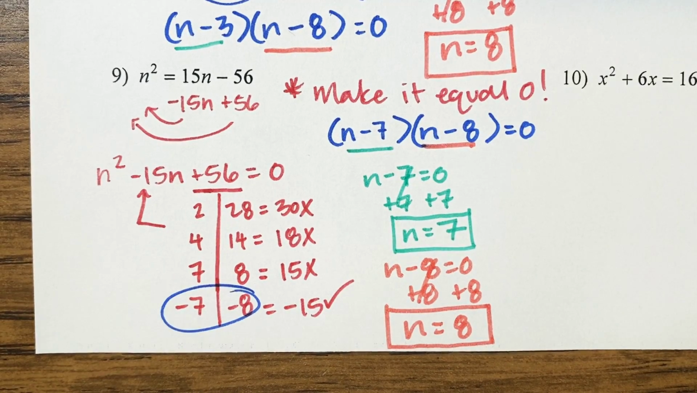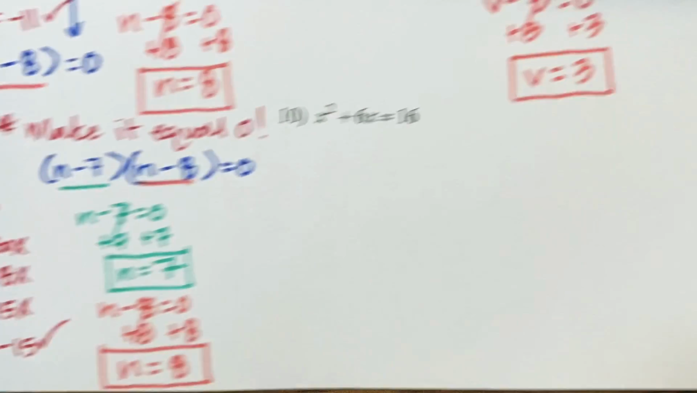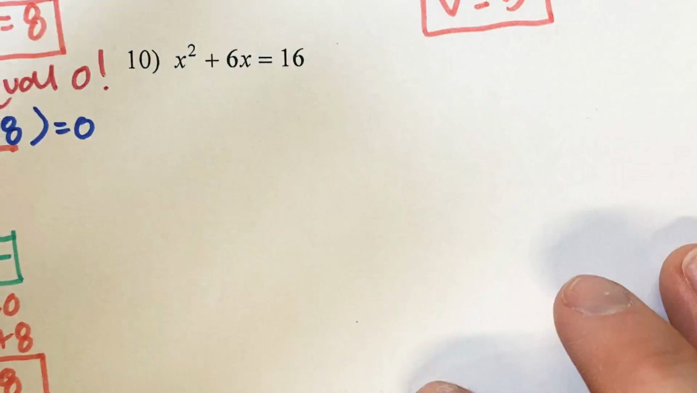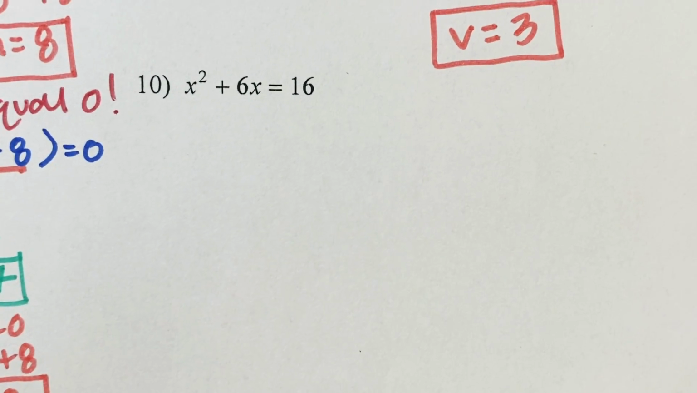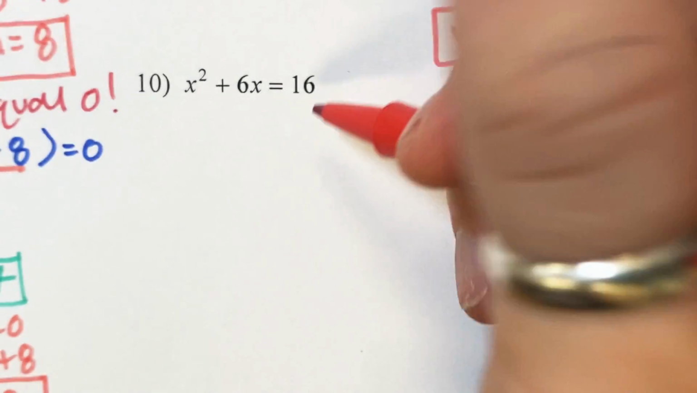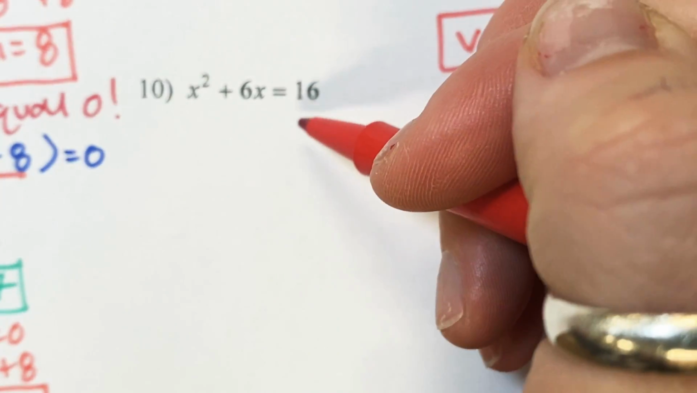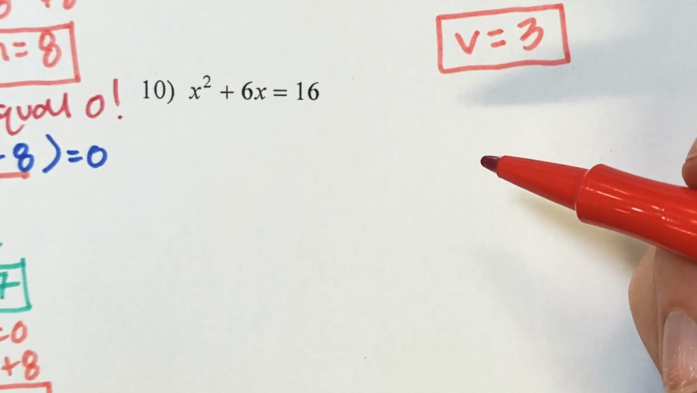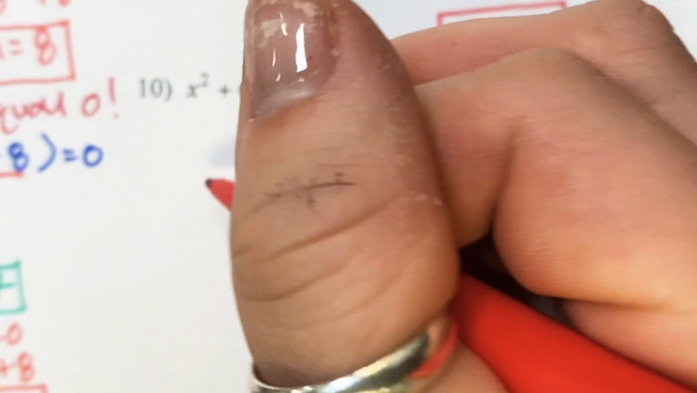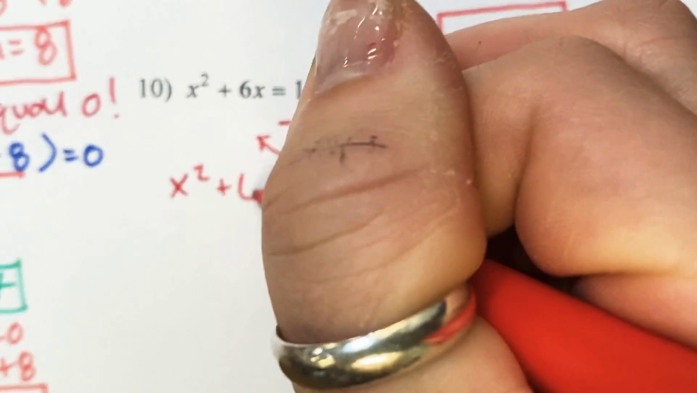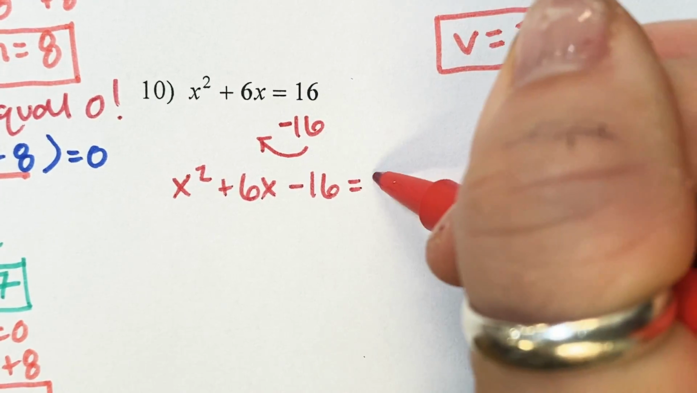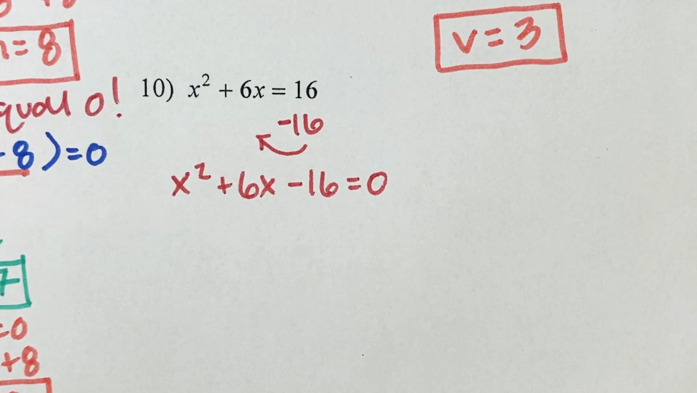Okay, so let's do one more example. Look at number 10. Does number 10 equal 0? No, it doesn't. It equals 16, so we need to make it equal 0. What is the opposite of a positive 16? We subtract 16. We want to move it over to that side. Now we have x squared plus 6x that was already over there, but now we have a negative 16, and it all equals 0.